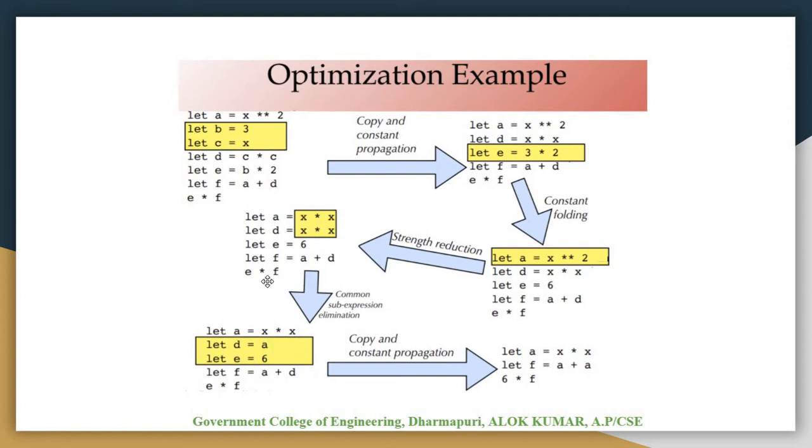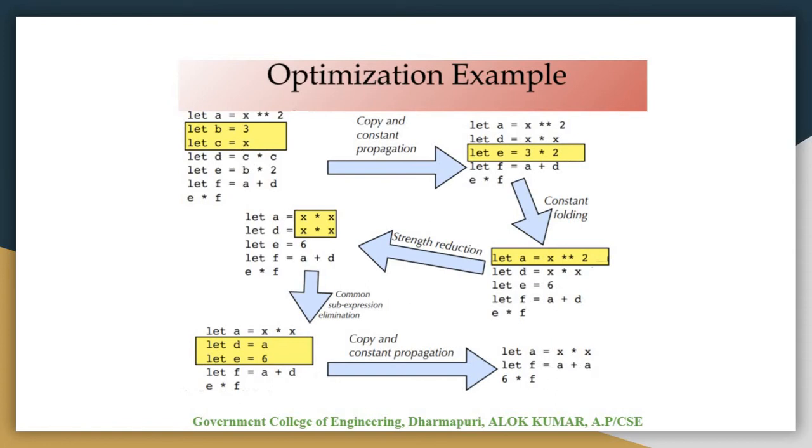After this, we can apply copy propagation and constant propagation again. So directly we can write a plus a in place of b, and 6 into f. So this optimized code we will get. Like this, the code can be optimized.